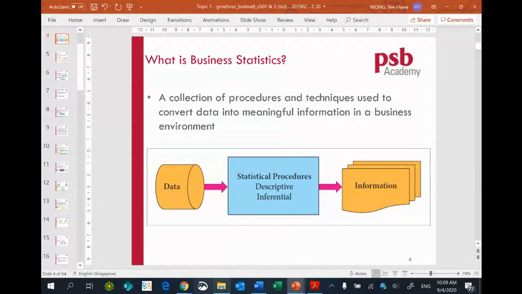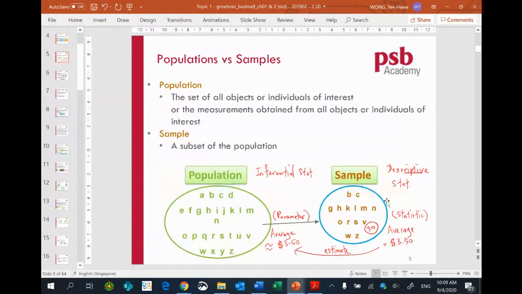Right, so what is statistics? Just some techniques or procedures to process the data so that the data becomes something meaningful that people can understand. Okay, right, so we went through a few pairs of words. The first pair of words is the population and sample.